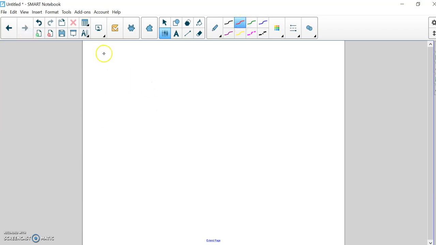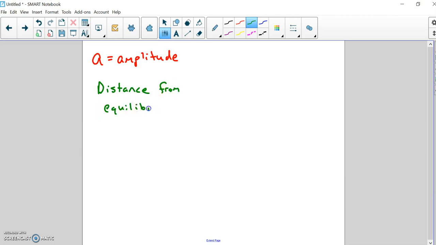So the letter A stands for amplitude. If you've done anything in physics with waves before, you probably have heard of the word amplitude. Amplitude is the distance from equilibrium. If you're talking about a wave, equilibrium is the middle of the graph, which as long as it's not shifted at all, is going to be 0. Now we will eventually shift some of these up and down, but for right now, it's the distance from equilibrium, or the distance from the middle.